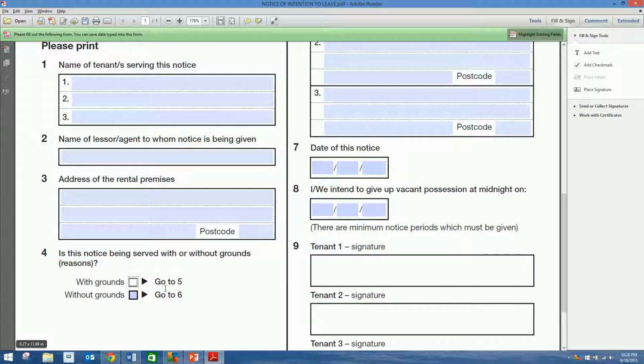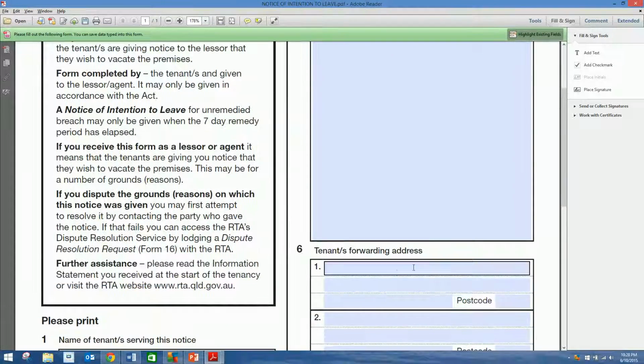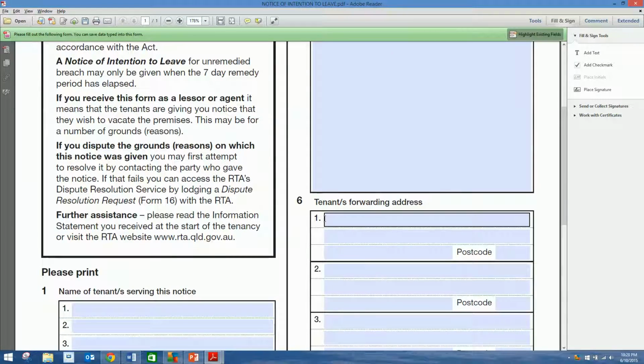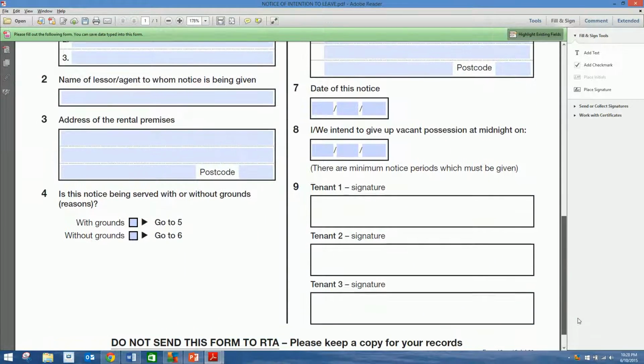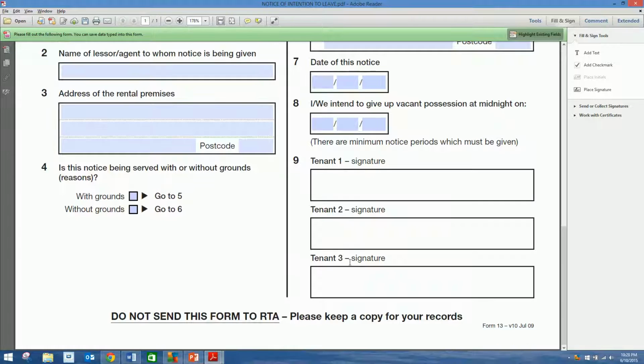Otherwise, if you've signed a 12-month lease and in the 11th month you're giving notice that you'll move out at the end of the lease, you don't really need grounds for that. Here is where you would put down the grounds for leaving. And that's mostly relevant if you're leaving within the lease. Your forwarding address, you write down where you'll be next so that you could be contacted. The date that you're giving your notice, and then the date that you will vacate the property, and then you sign. So that's something that you would give to the agent when you're ready to leave.